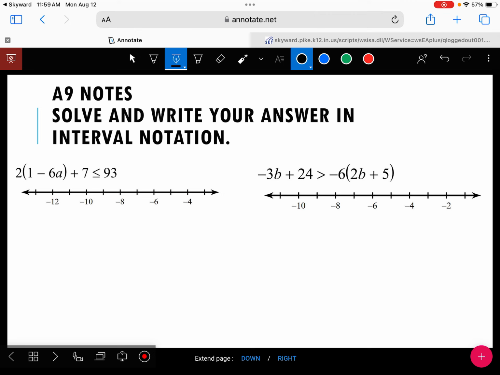So I'm gonna give you a minute to copy down. We'll just do one at a time because I don't know how much space it's gonna take you. So go ahead and copy that down, and then we're going to solve it. It's an inequality because it doesn't have an equal sign.